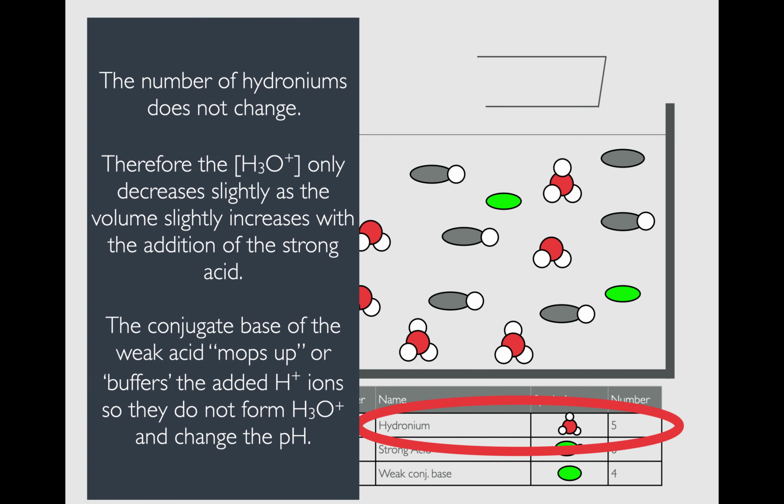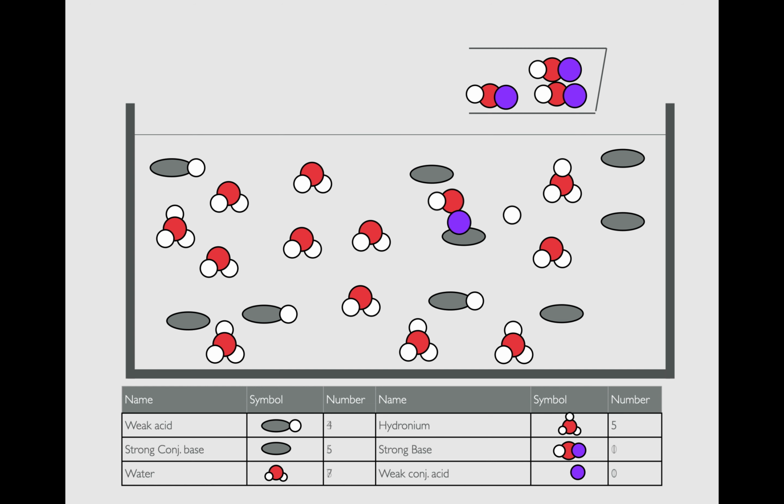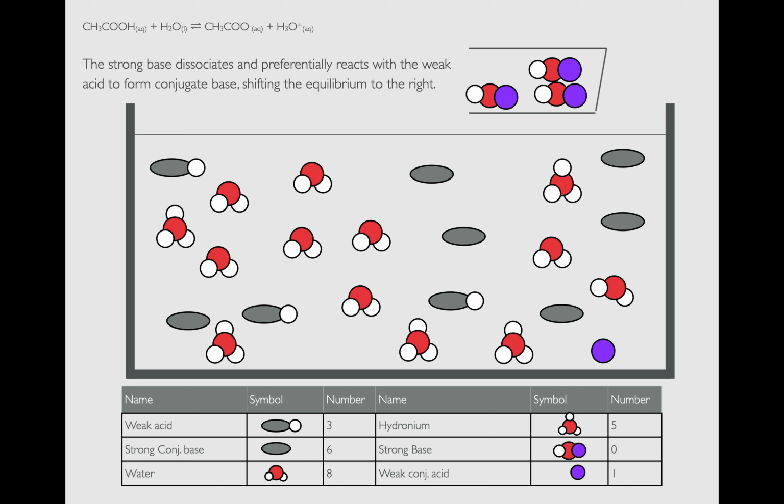So as I said, the number of hydroniums do not change, so the pH does not change at all. The conjugate base mops up or buffers any H pluses added, so they don't form hydronium and don't change the pH. Okay, let's change to a strong base added into our buffer solution there. What happens is a molecule goes in and our hydroxide reacts with our acid and forms the conjugate base.